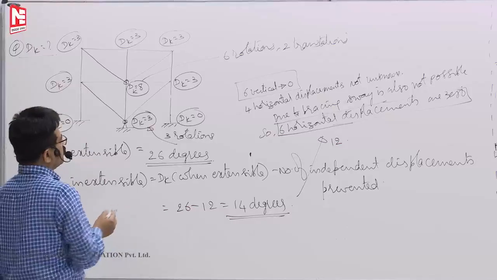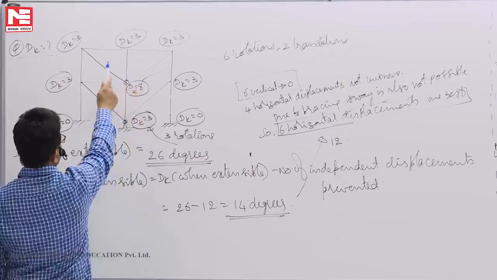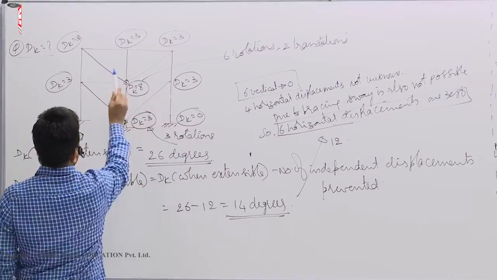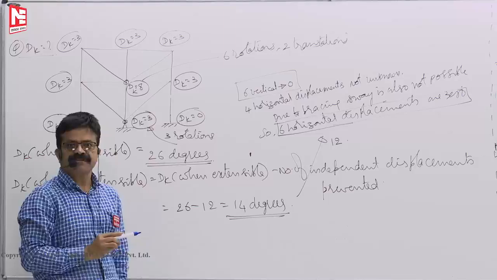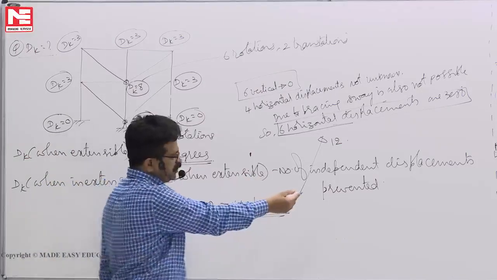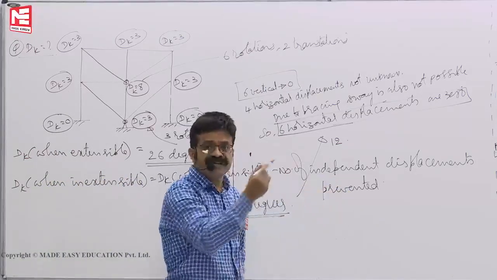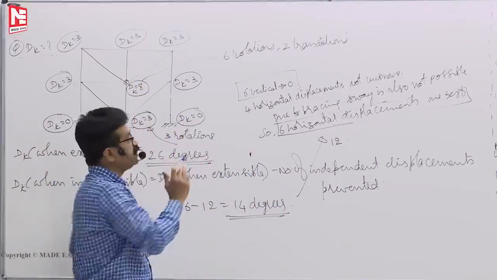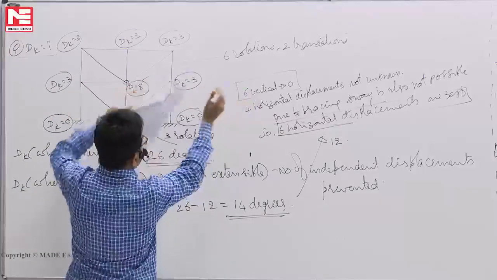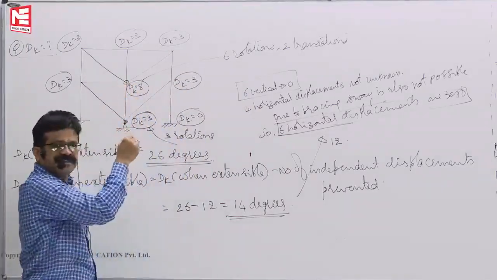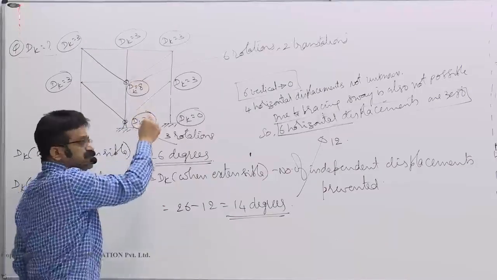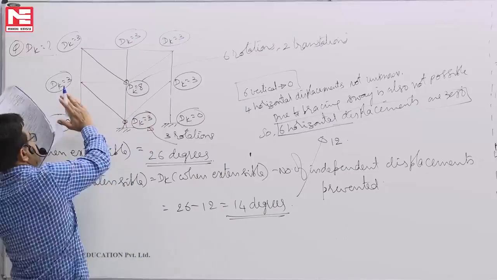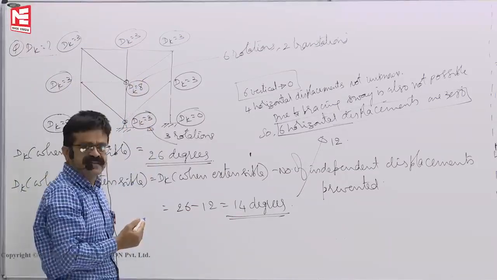Now, instead of counting the number of axially rigid members, say, how many are there? You see 1, 2, 3, 4, 5, 6, 7, 8, 9, 10, 11, 12, 13, 14 members are there. If you want to write the number of independent displacements prevented is equal to the number of axially rigid members, then 14 you should not take, only 12 you have to take. Because if it sways to the right side, these are under tension, these are under compression, they are useless. If it sways this side also, only these two are effective, these are useless.